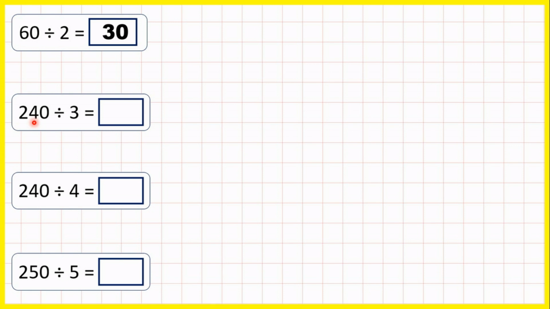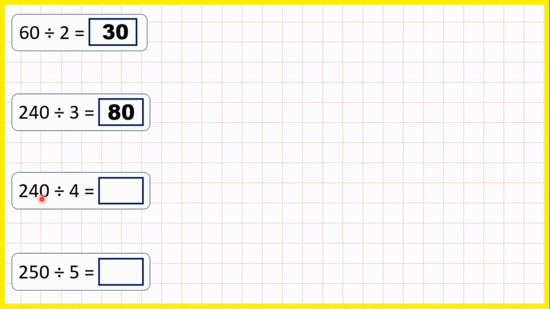Now, 240 divided by 3. Well, 24 divided by 3 is 8, so 240 divided by 3 is 80. If we ignore our end 0, we know that 24 divided by 3 is 8, and that's because 8 times 3 is 24, but then if we have one end 0 in our dividend, we have one end 0 in our answer.